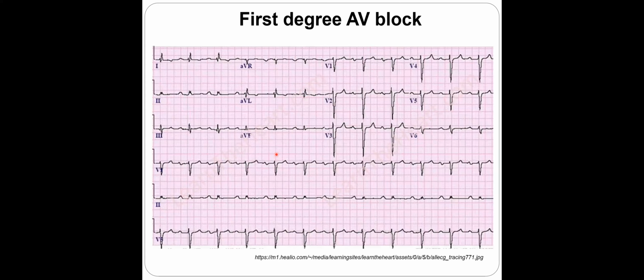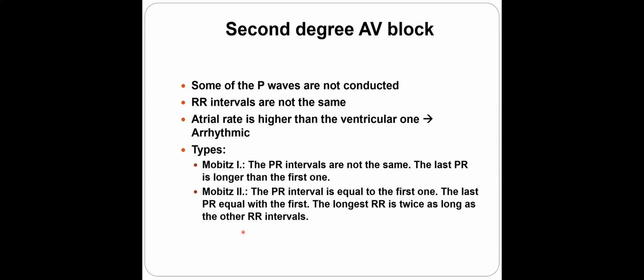Here, very similarly, we have this kind of tracing. Of course, we have something else, not only the first degree AV block, but this is how you can see it. Rhythmic, yes. Heart rate, you know that. Do we have P waves? Yes. Is every P followed by QRS? Yes. But the PR is longer than 0.2 seconds. Period. This is how you diagnose first degree AV block.